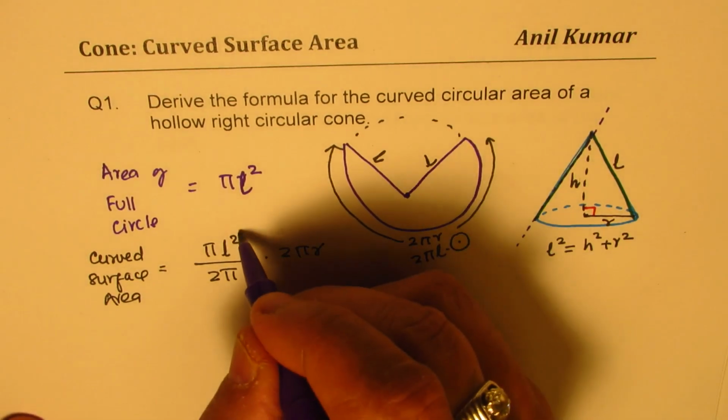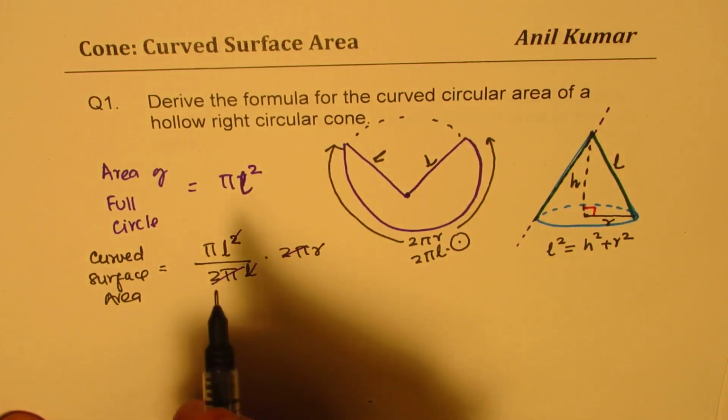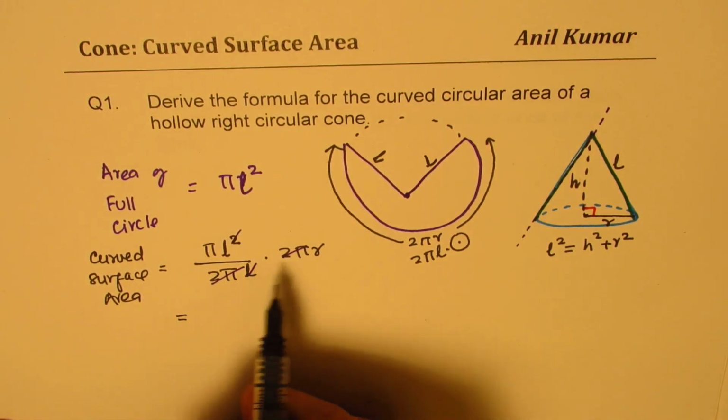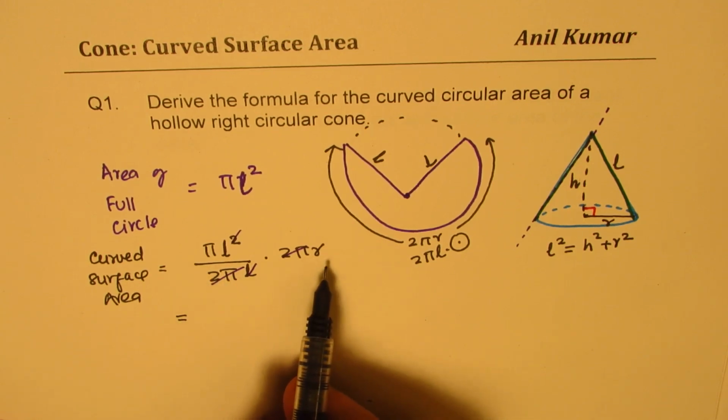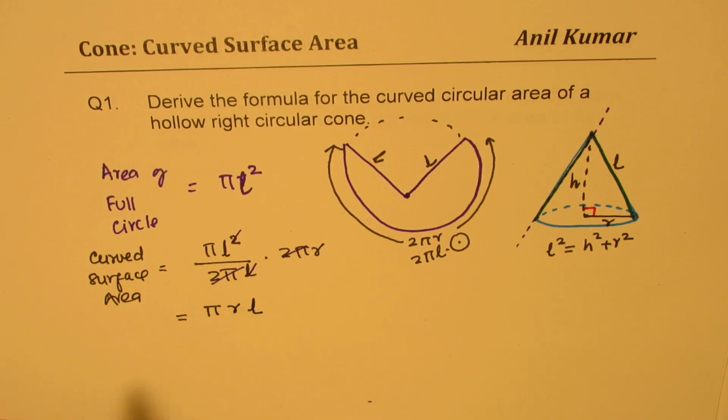So one of the l's cancels, and 2 pi and 2 pi cancel. So we get the curved surface area as pi r l, right? So we get pi r l. So that is the curved surface area for our cone, correct?